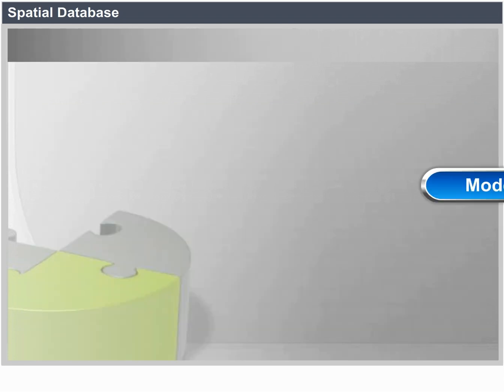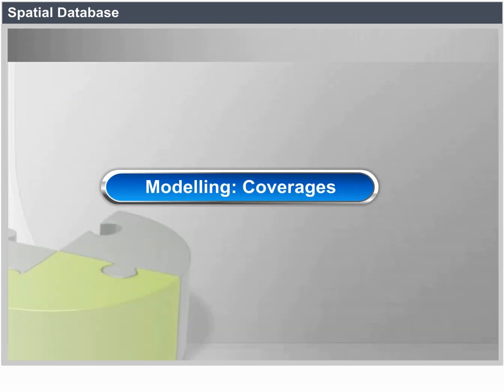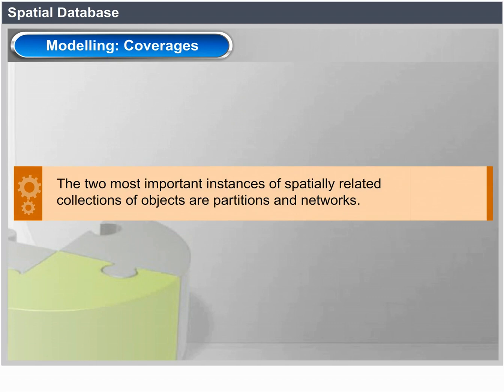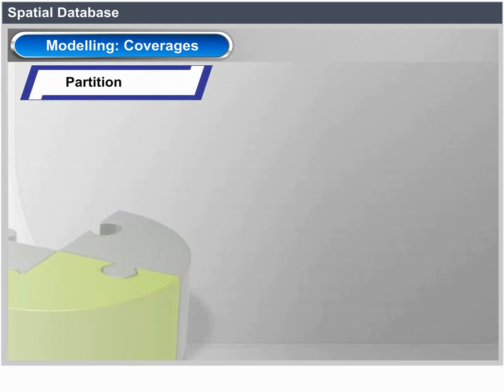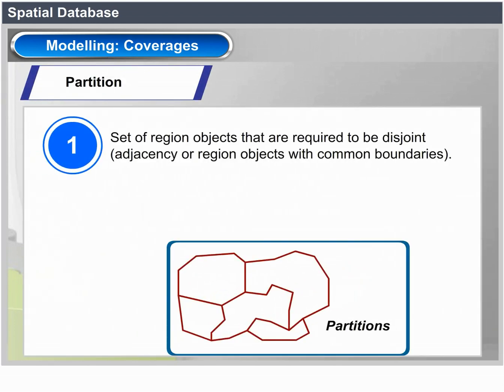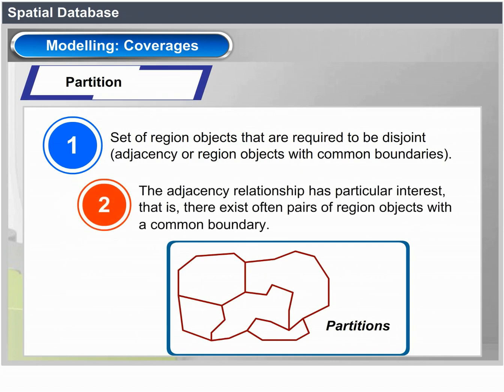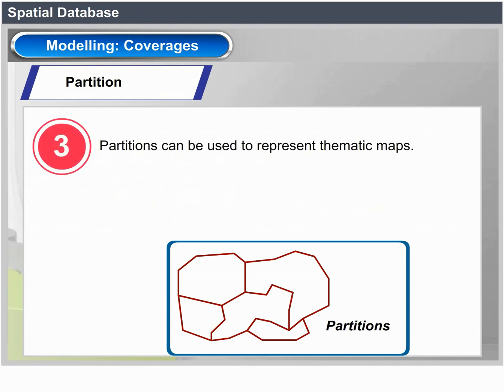Modeling, coverages. The two most important instances of spatially related collections of objects are partitions and networks. Partition: a set of region objects that are required to be disjoint. Adjacency of region objects with common boundaries. The adjacency relationship is of particular interest. That is, there often exist pairs of region objects with a common boundary. Partitions can be used to represent thematic maps. Example, thematic maps.